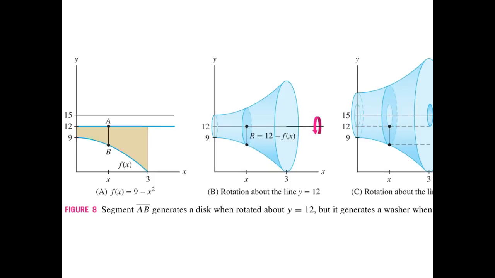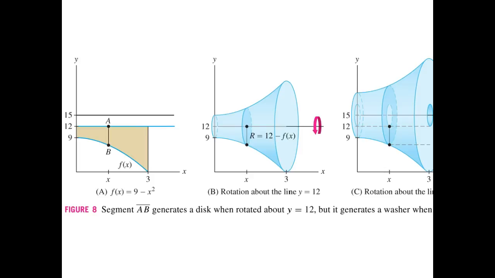Example 4 says, find the volume obtained by rotating graphs of f of x equal 9 minus x squared. That's this f of x here, that blue curve there. And y is equal to 12. That's the upper line there. Okay. About, for x equals 0 to 3, here's x equals 0 to x equals 3, so it's that.